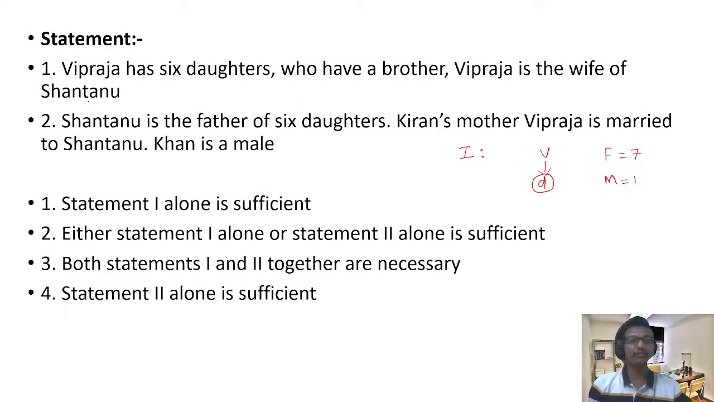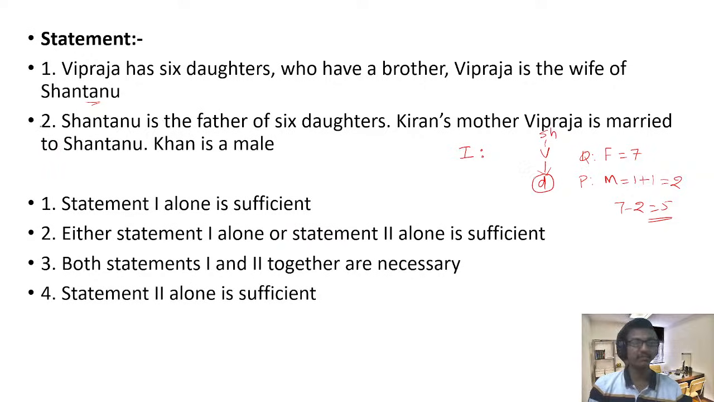Then Vipraja is the wife of Shantanu. Shantanu is male here, so Vipraja is the wife of Shantanu, and the males count becomes 2. So females count 7, males count 2. Now can you find the difference between P and Q? Assume this is P and this is Q, males and females. Can you find the difference? 7 minus 2, 5. Yes, you are able to find the difference. So from statement 1 alone, you are able to identify the solution.